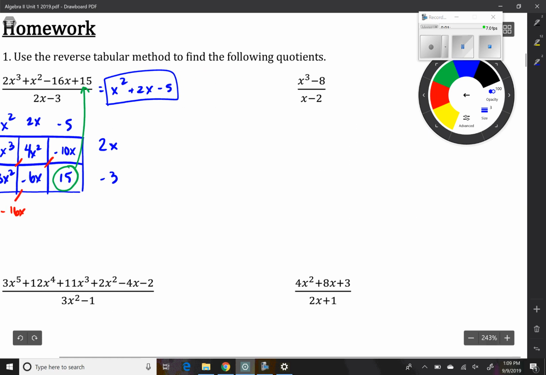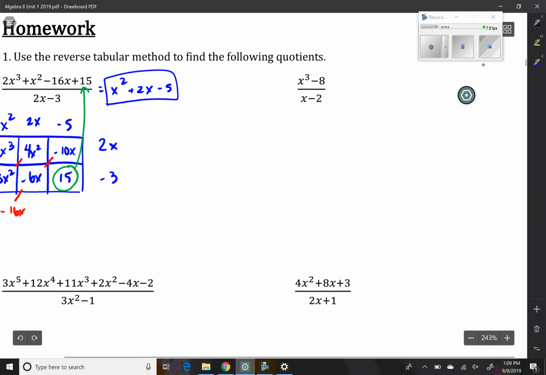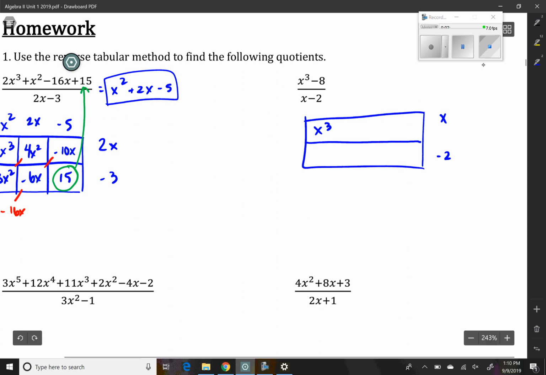All right, let's take a look at the next one. So same thing. I'll get rid of this for now. Let's move it over here. So I'll put the x and the negative 2 there. First term I need to make is x cubed. So I know the first column is going to have an x squared in it. The next thing that I know now, because of my puzzle skills, is that's going to become negative 2x.